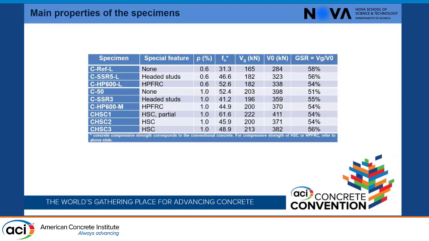Then for the 0.6% ratio we tested 3 slabs: one reference one with no reinforcement, another one with headed studs, and the third one with the high performance fiber reinforced concrete. For the 1% ratio we have 6 slabs: one reference one, one with headed studs, another one with high performance fiber reinforced concrete, and 3 with high strength concrete.